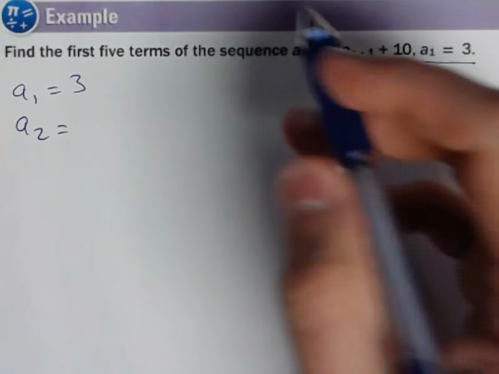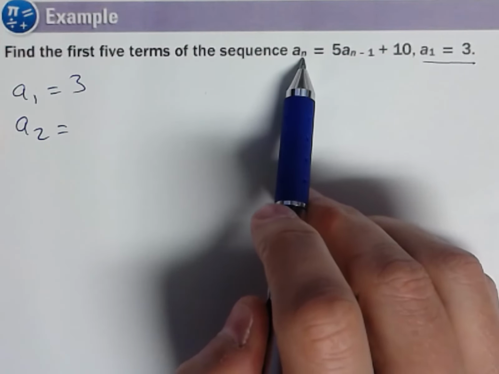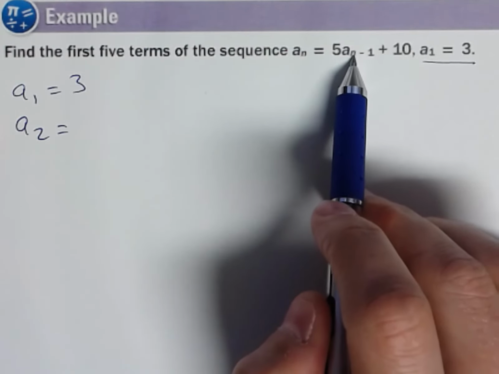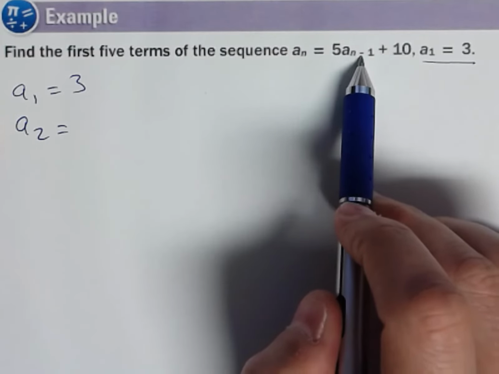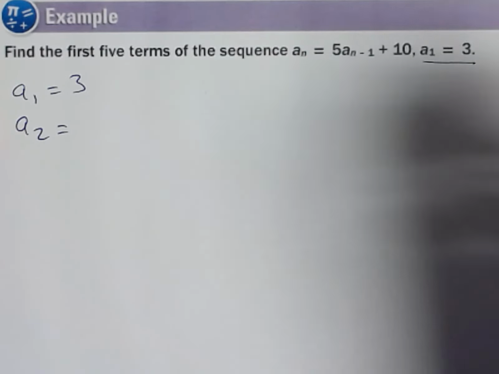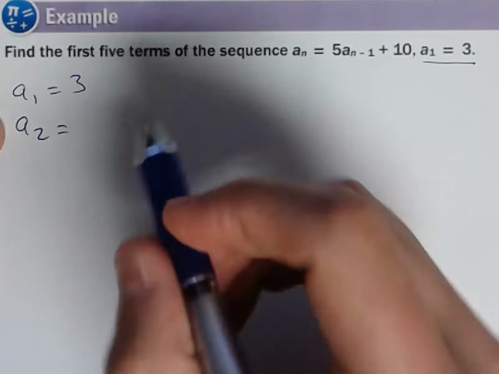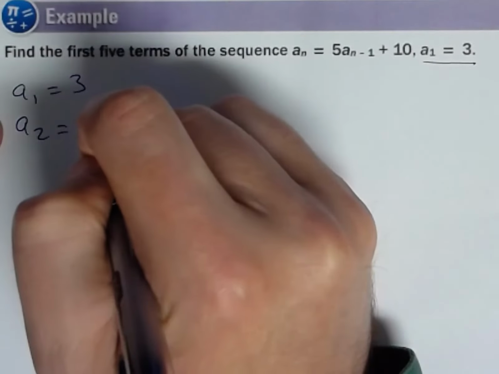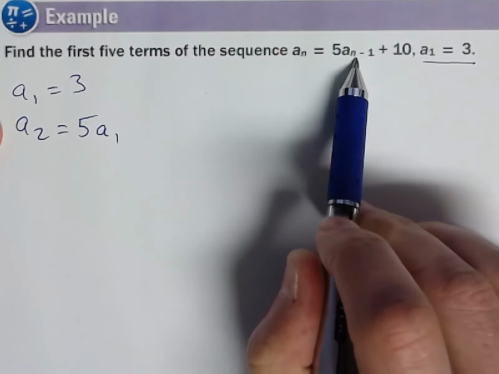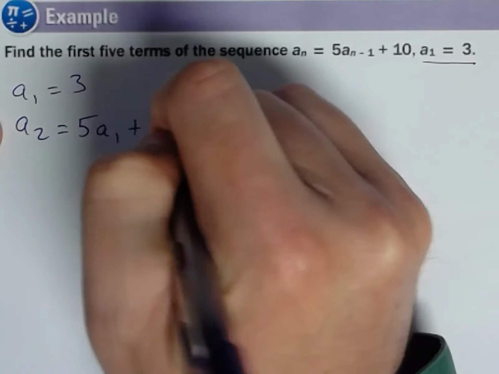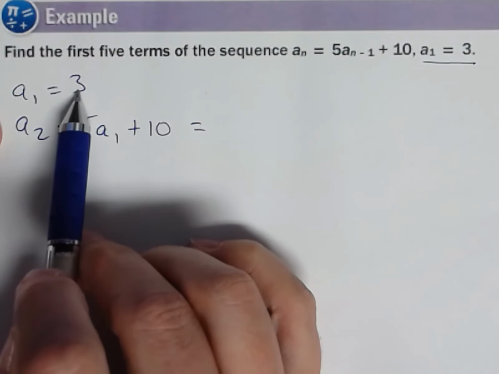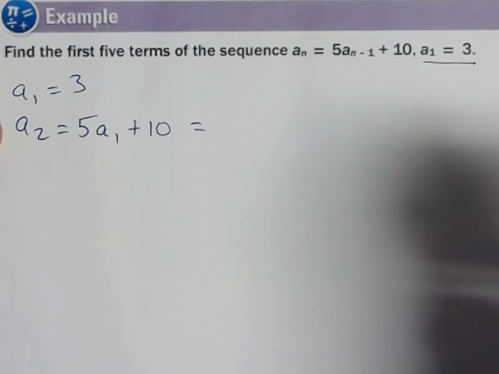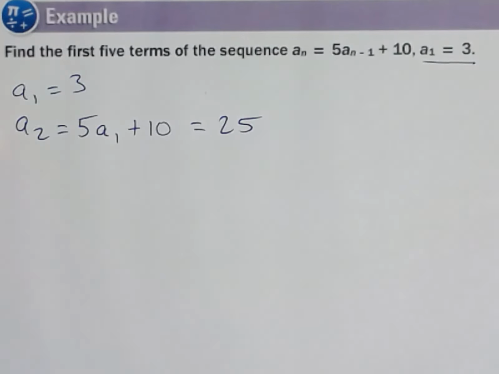So that means if I put a 2 in for n right here, that would be the second term. Well, what would I put right here for n? A 2. So that 2 minus 1 would be 1. So the second term is 5 times the first term, 2 minus 1, plus 10, which would be 5 times the first term. Well, that's 3. So 15 plus 10, and we get 25.